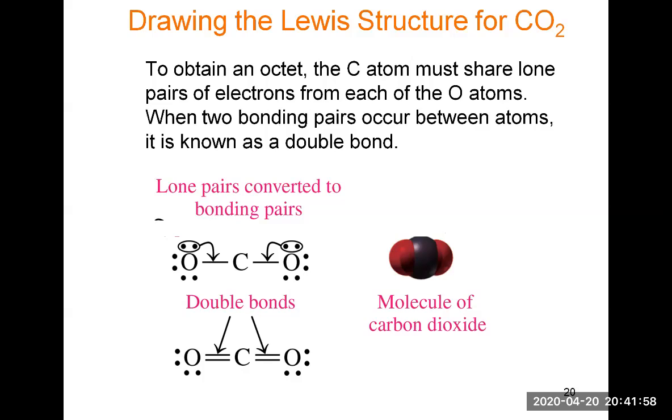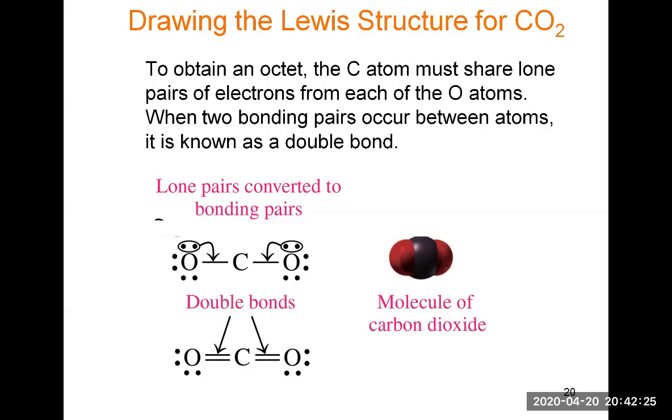This way, each oxygen has 4 electrons from lone pairs plus 4 electrons from the double bond, each of them. And then carbon now has 4 electrons on one side and 4 electrons on the other side. That's 8 valence electrons as well. So each atom has an octet.